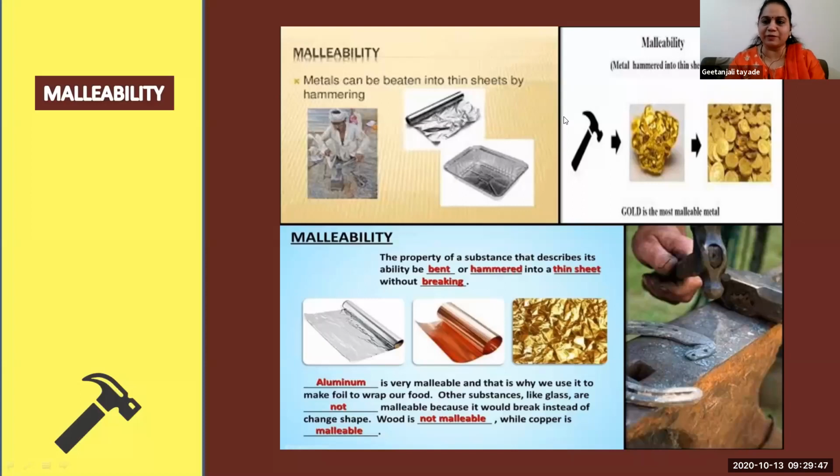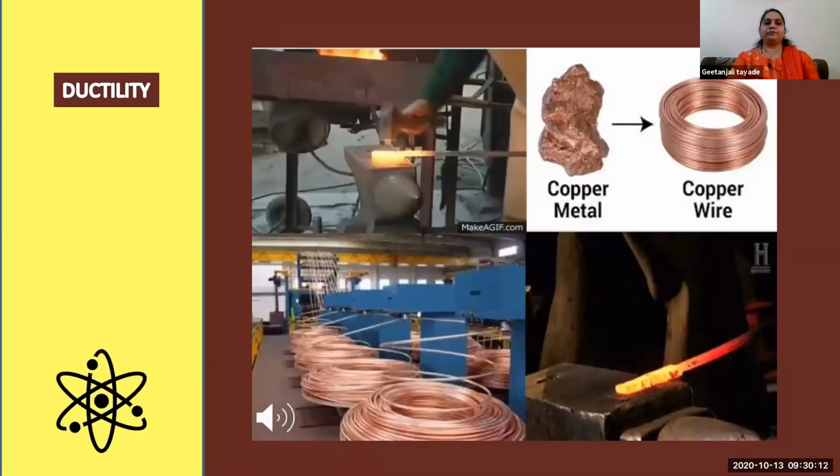What if the substance is easily breakable? That means that substance is a brittle substance, and chalk can be easily broken. So it has brittleness. But metals have the malleability property, and for malleable you have to remember aluminum foil. Malleability means the foil, after hammering, turns into a thin sheet. That is called malleability.